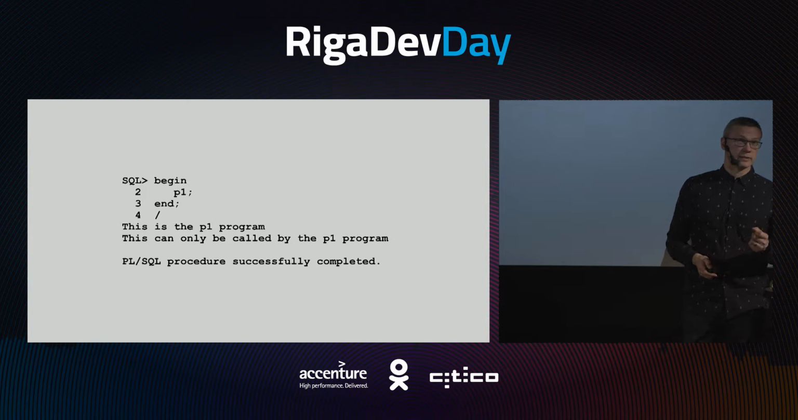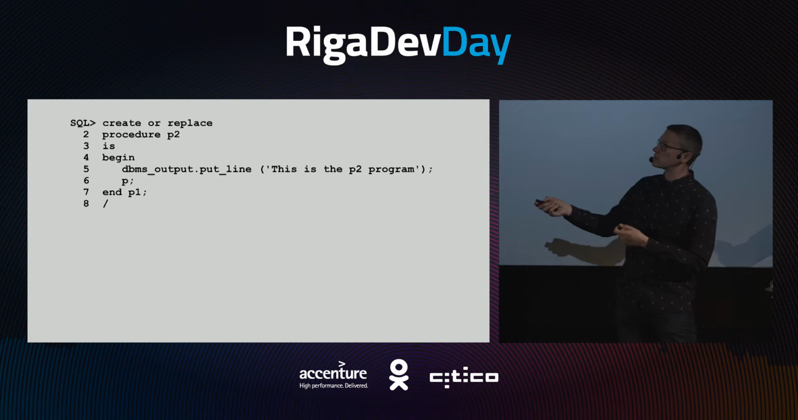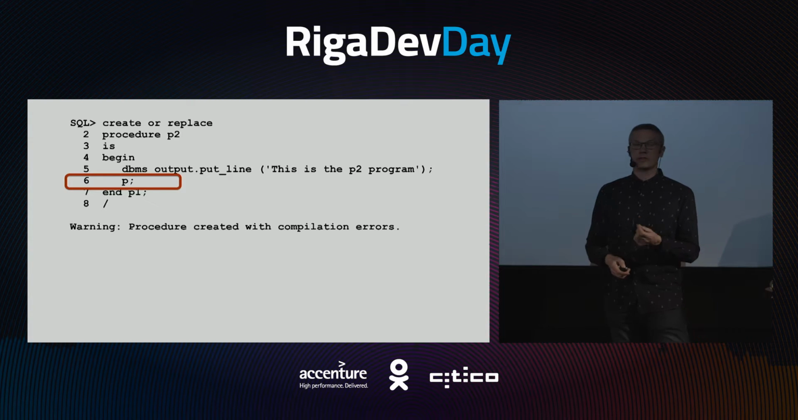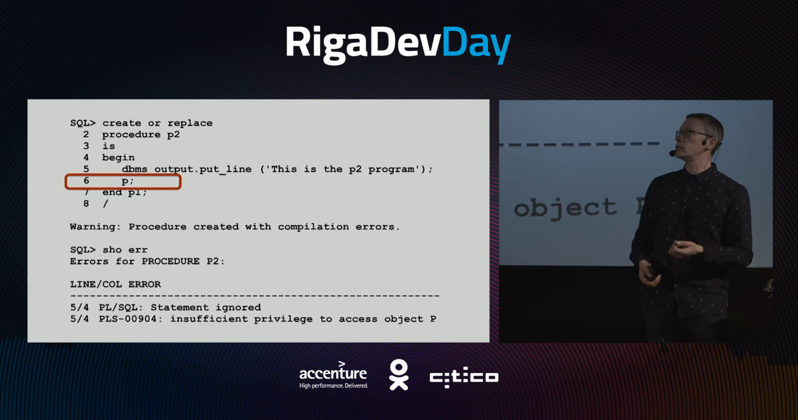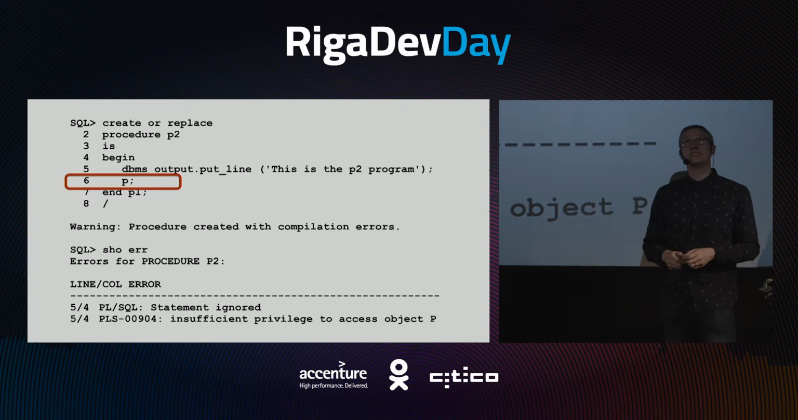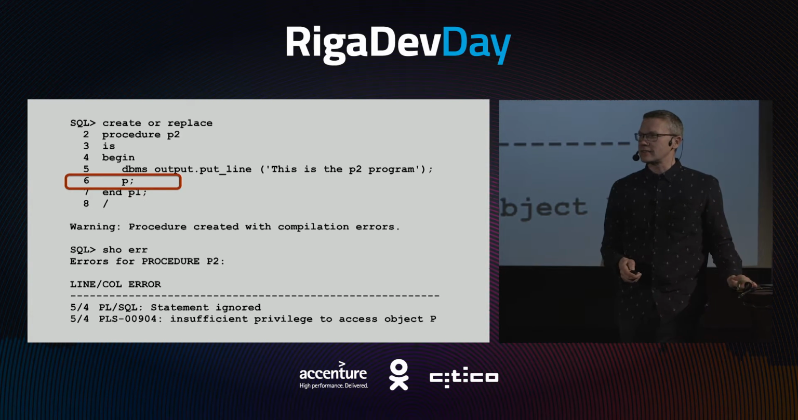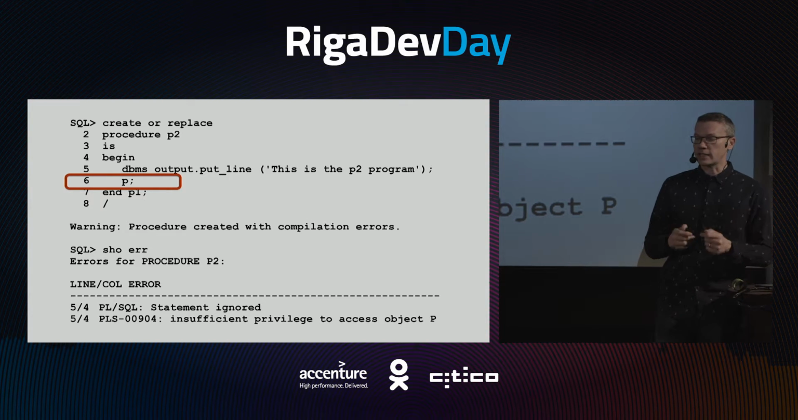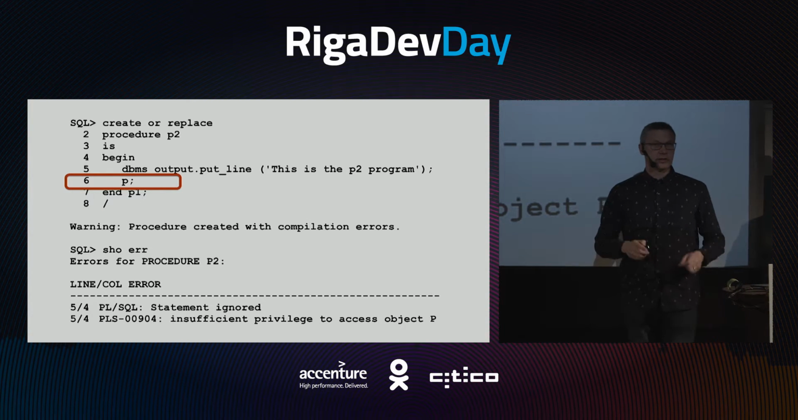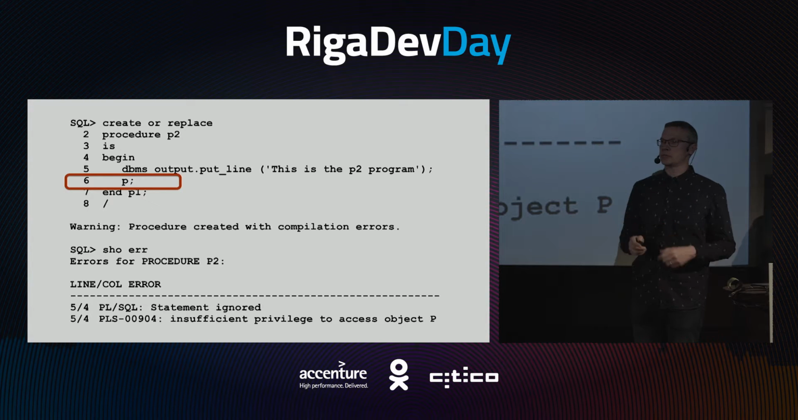That works fine. Trying to create a second procedure P2, which calls P as well, it doesn't even compile. It gives you the same insufficient privileges error. So it's really nice on the whitelisting part. You can say which procedures can call other procedures.